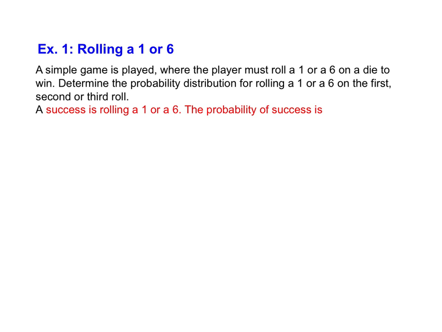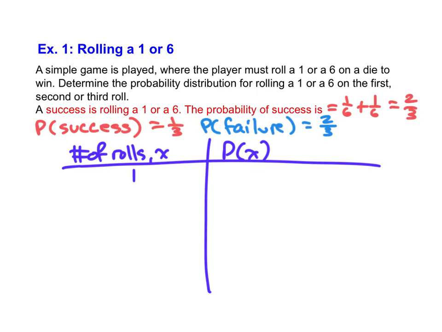So success is rolling a 1 or a 6. If you think about it, the probability of success is a 1 or a 6, so we have two numbers possible. So we have 1/6 plus 1/6, or a 1/3 opportunity of being successful. And of course, we have a 2/3 probability of failure. So we have a 1/3 probability of success on the first roll.